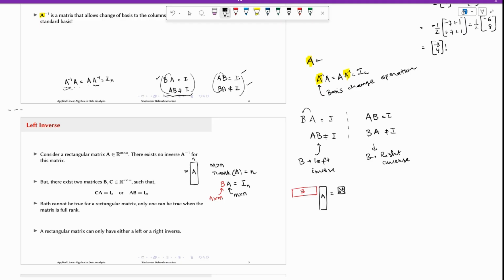And now you could ask, well, if BA gives me I, why can't I have I_M, that this is M cross N, and this is N cross M. If you multiply these two, you will get an M cross M matrix. Now, how do we know for sure that we can't get I_M by post-multiplying A by some matrix?